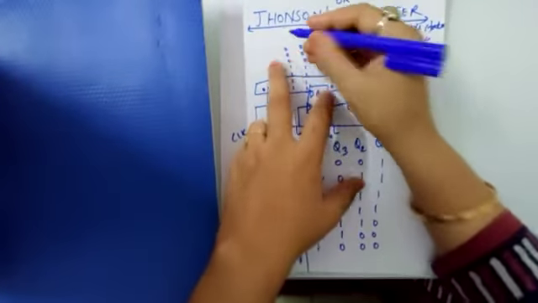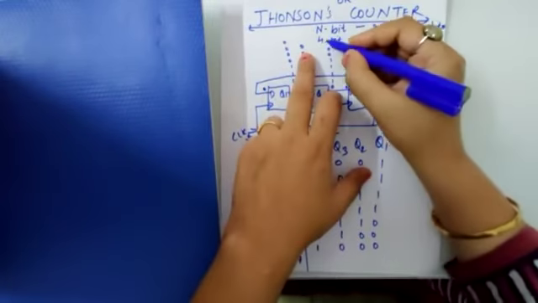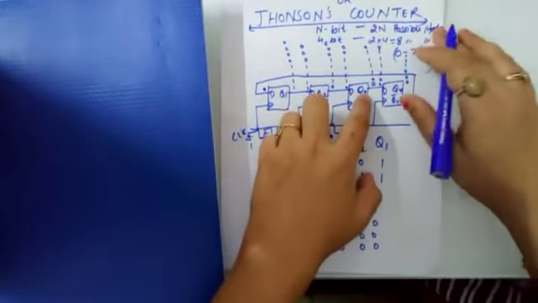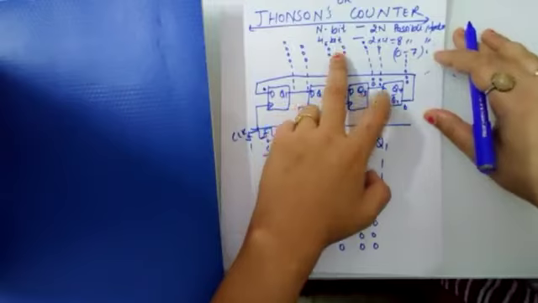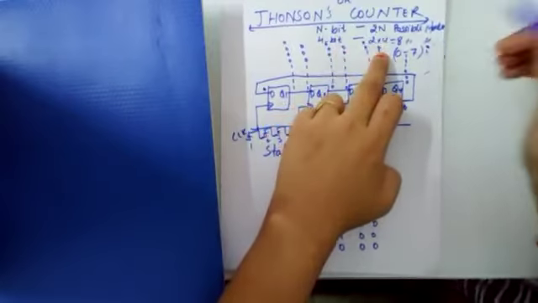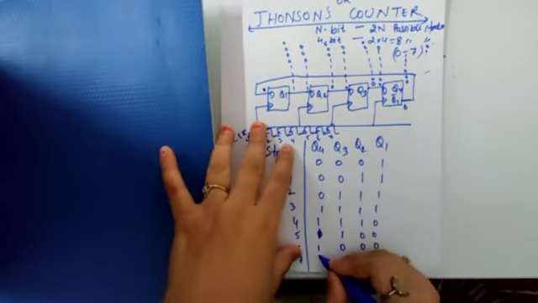Q1 input is 0, so output will be 0. Q2 input is 0, so output will be 0. Q3 input is 0, so output will be 0. And Q4 input is 0, so output will be 0. So all the four outputs are 0.